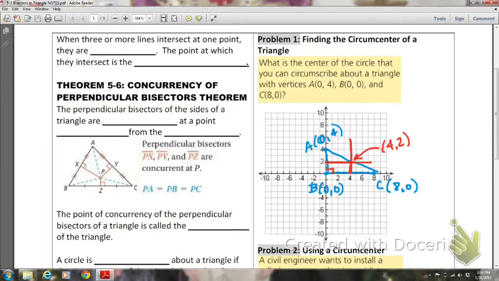So that is the circumcenter for the circle that can be circumscribed. Okay, so once again, think about what circle can be circumscribed about this triangle, and you can visualize that that's going to be the center of the circle that's circumscribed about that triangle. So let's go on to the next problem.